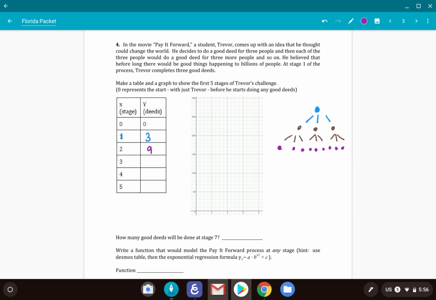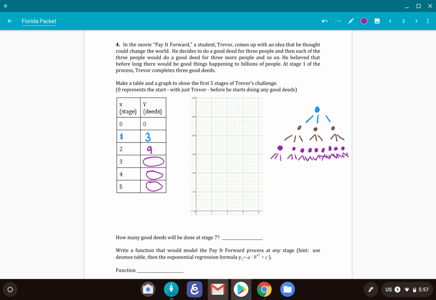And then each of these people are going to also individually do 3 good deeds again. So they're going to go 1, 2, 3, 1, 2, 3, 1, 2, 3, 1, 2, 3. Each of them is doing 3 more. So then what would stage 3, stage 4, and stage 5 have as far as the number of good deeds? So you're going to make a table and you're going to graph those.